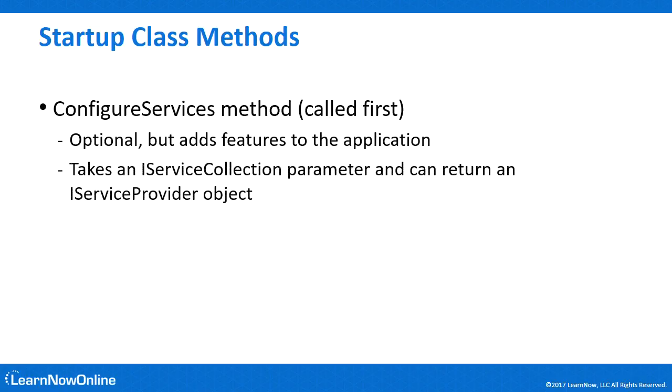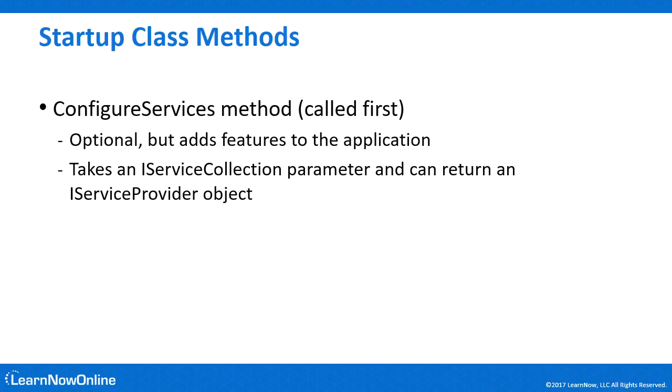All right, so this method takes an IServiceCollection parameter and then optionally returns an IServiceProvider. Now, the code produced by the standard code template within Visual Studio doesn't include that return value, but you can if you need to access the services from elsewhere. Now, the ConfigureServices method is called before Configure because you have to add some features before they can be wired up to the request pipeline within the Configure method.